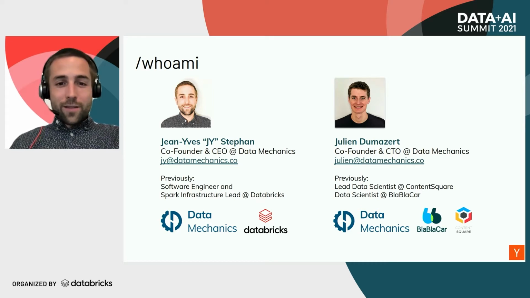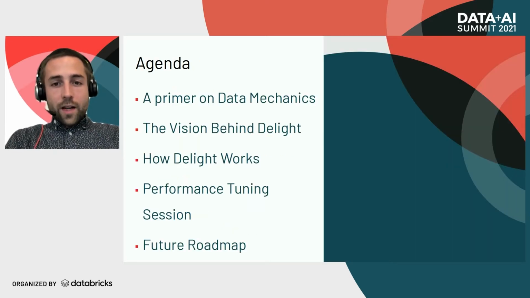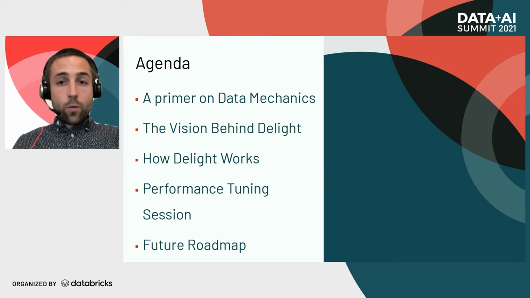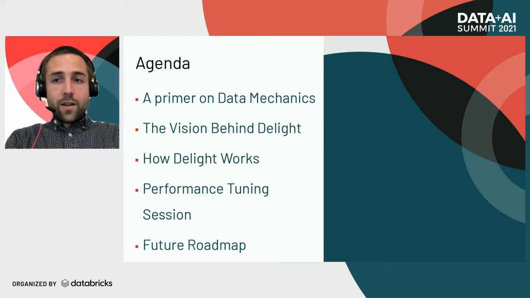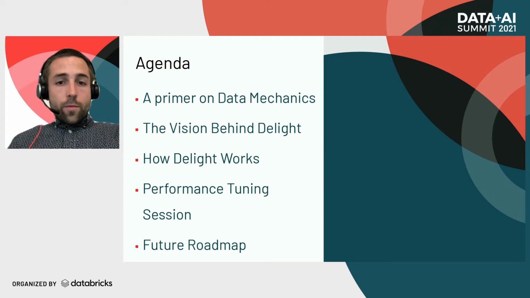So let's talk about the agenda for today. First, I'll do a very quick primer about Data Mechanics so you understand who we are and why we're giving this talk. Then we'll talk about our goals with Delight, and then we'll explain how Delight works. And then, the core of the presentation will be Julian taking the mic and showing you a few real-world, concrete examples of tuning the performance of Spark jobs with Delight. And then in our last section, we'll tell you about our roadmap for Delight.